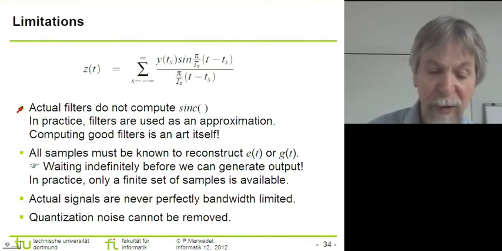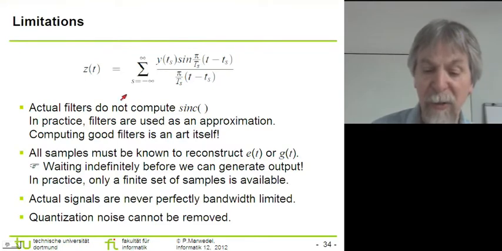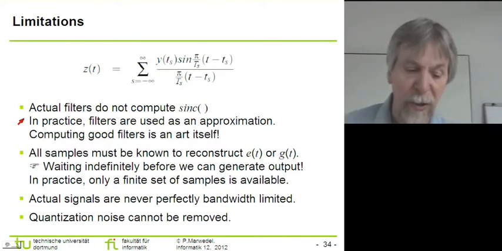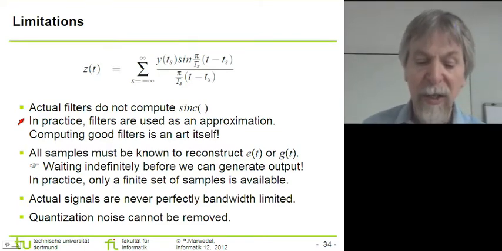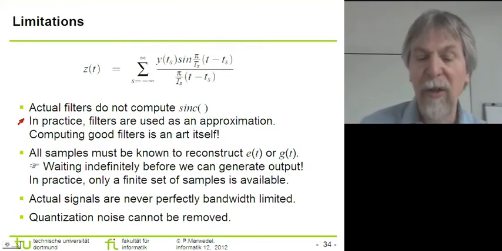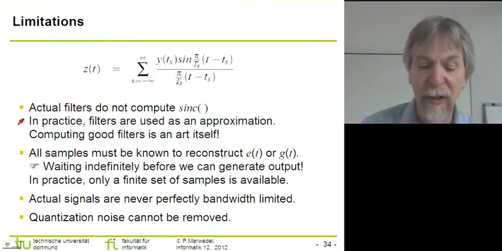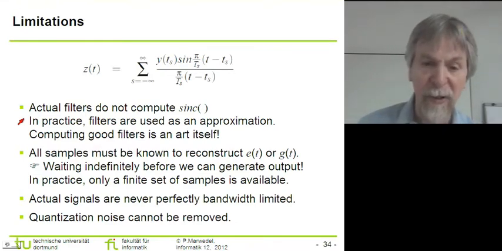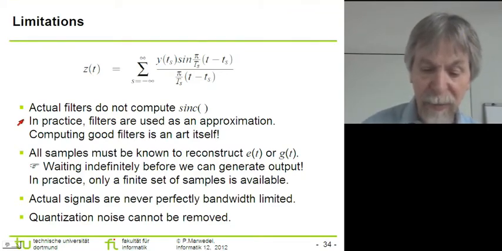The first reason is that actual filters will not really compute this function, because I did already mention in the very first lecture corresponding to the 3rd chapter that there is no ideal low-pass filter. We can only have approximations, and therefore we have to accept that we will just use approximations, and finding good approximations is an art by itself.